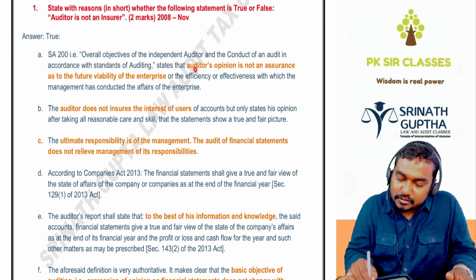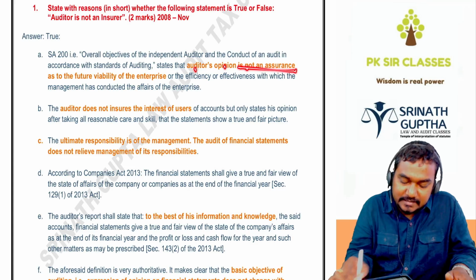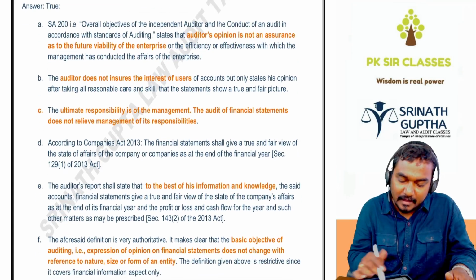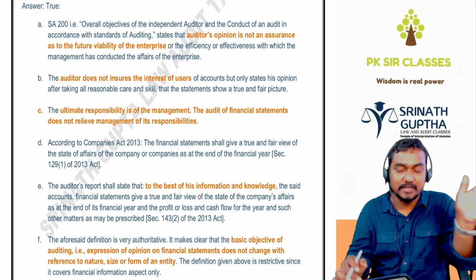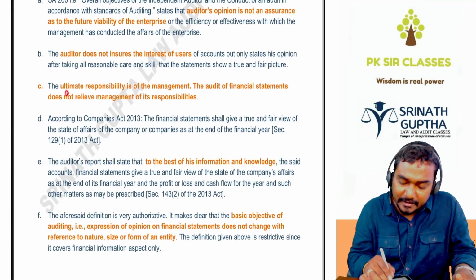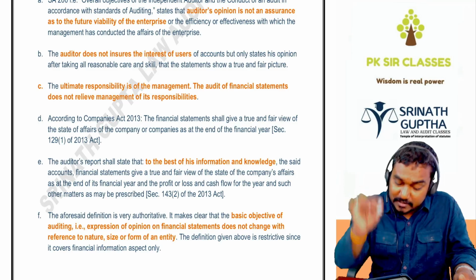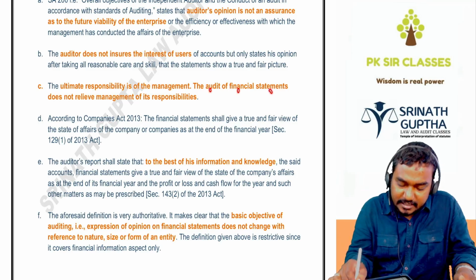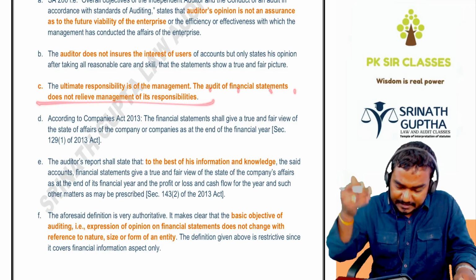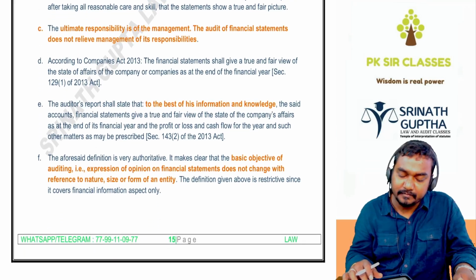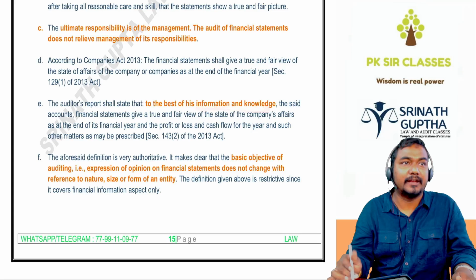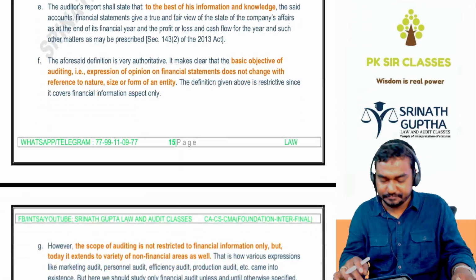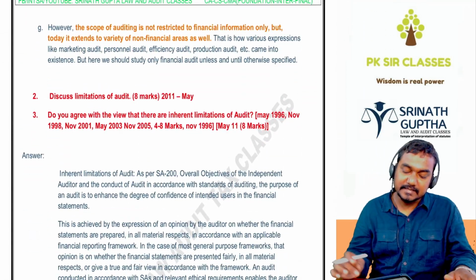The auditor's opinion is not an assurance as to future viability. The auditor is not an insurer in the interest of the users. We will not give any insurance. The ultimate responsibility is with the management. The audit of financial statements does not relieve the management from its responsibilities. Yes or no, sir? He will give the report based on the available information and knowledge about the company. Done.